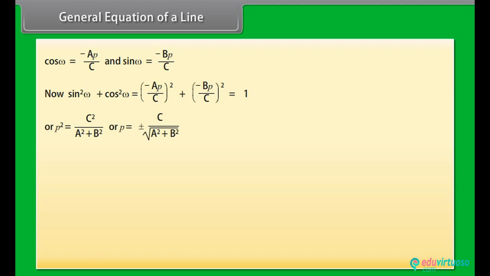Or p² = c²/(a² + b²), or p = ±c/√(a² + b²). Therefore, cos omega = ±a/√(a² + b²), and sin omega is equal to... Example of general equation of a line.